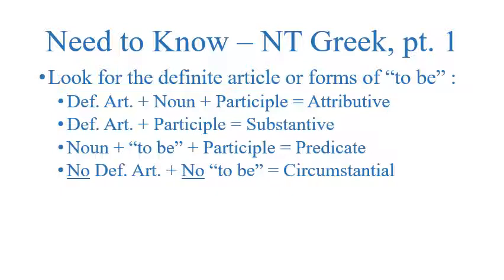If we have the definite article followed by a noun and a participle, that's the attributive, where the participle is working like an adjective. If we have the definite article followed by a participle with no noun, this is the substantive, where the participle stands in for a noun. If we have a noun, the verb to be, and a participle, this is the predicate. Remember, this is our John was clothed from Mark 1:6. And finally, if there's no definite article and no verb to be, we're probably dealing with the circumstantial.